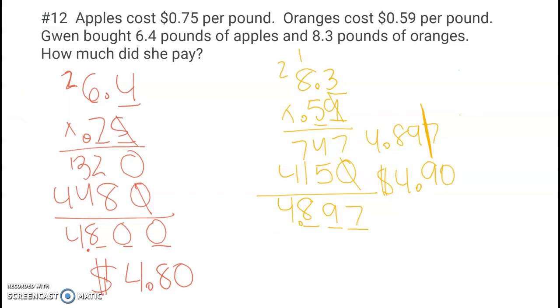The question is, though, how much did she pay? So we're going to add these together. I have $4.90 for the oranges, $4.80 for the apples, making sure that I line up those decimals one on top of each other. 0 plus 0 is 0. 9 plus 8 is 17. Carry the 1. 1 plus 4 is going to be 9. So she paid $9.70.